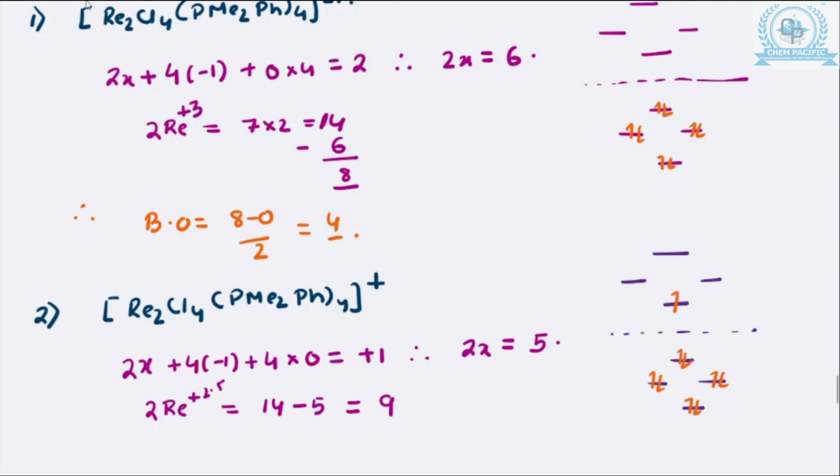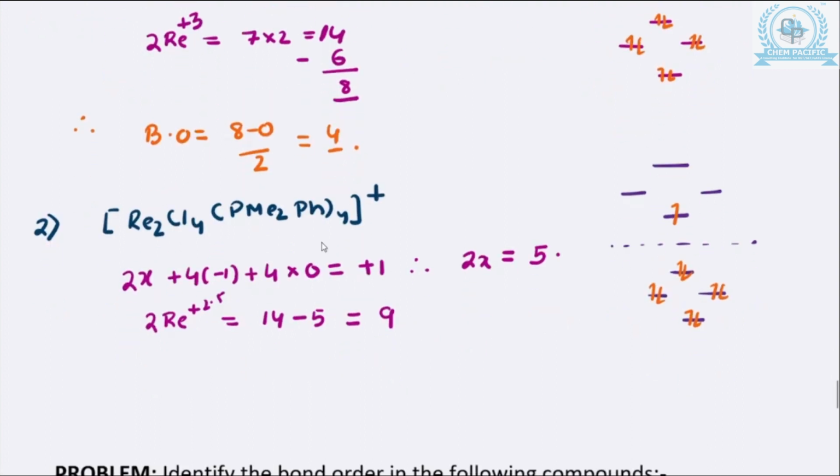So we are having a total of 9 electrons: 1 2 3 4 5 6 7 8 9. So what will its bond order be? The bond order will be 8, since you are having 8 electrons in the bonding molecular orbital, minus 1, divided by 2, so this is 7 by 2 and this is going to be 3.5.